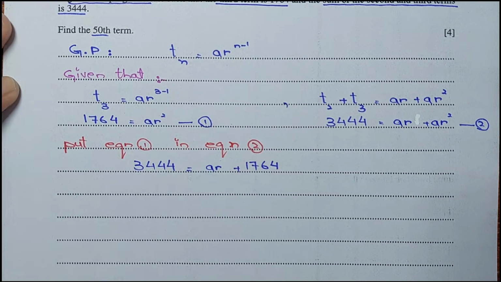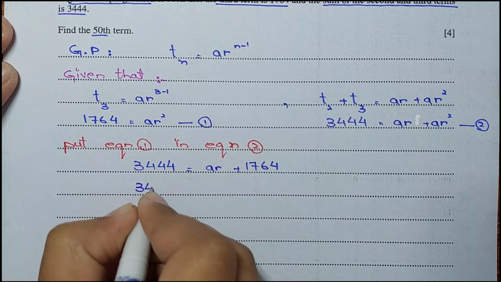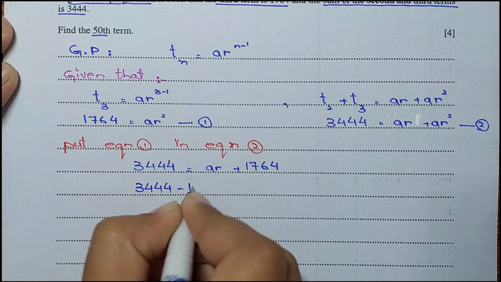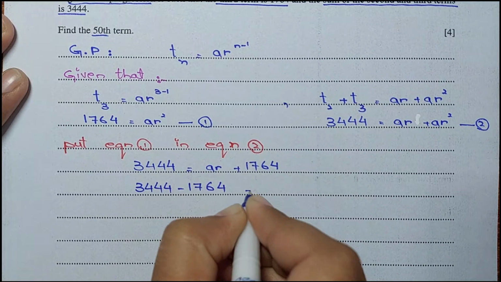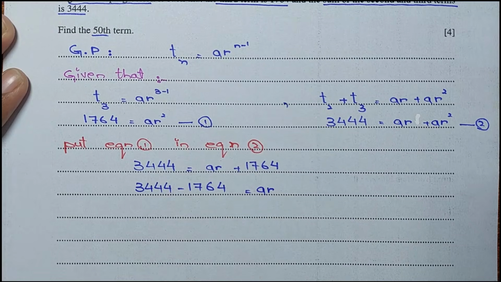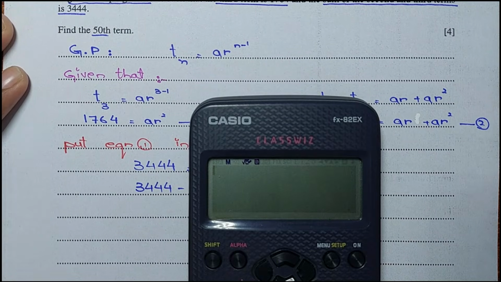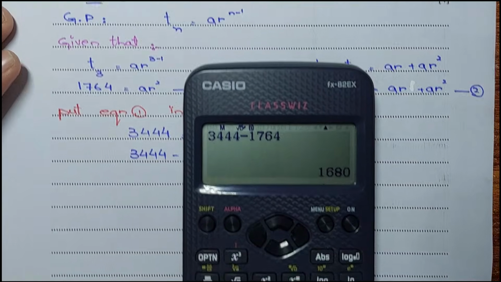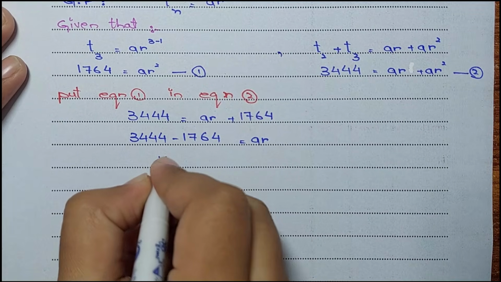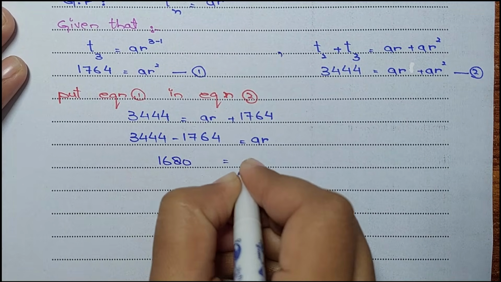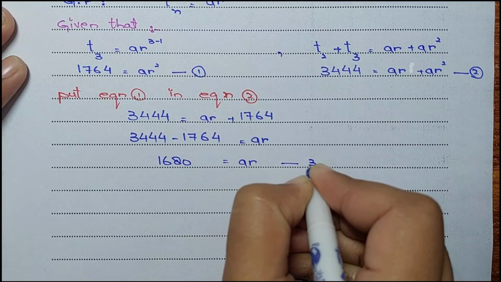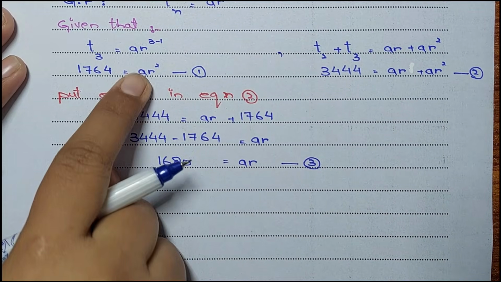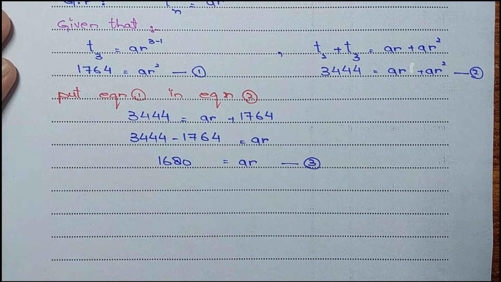Now let me solve for ar. 3444 minus 1764 is your ar. Simplify: 3444 minus 1764 is 1680. So 1680 is your ar. This is my third equation. Now we have ar and we have ar², and we can simplify to get the value for a and the value for r.